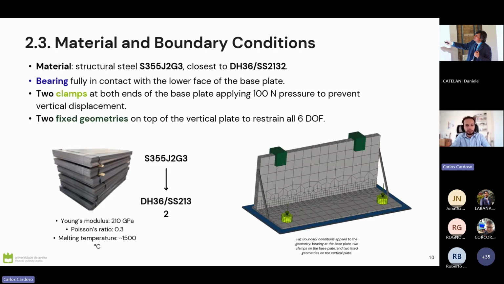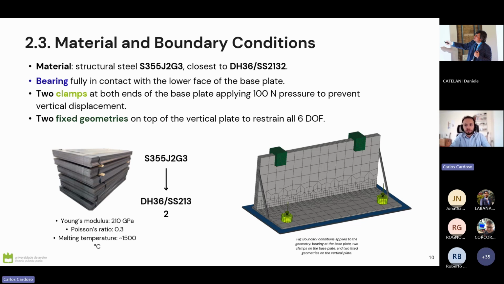For the material, one of the closest options to the DH36 steel available in the Simufact library was selected, since it has similar mechanical and thermal properties, including the melting point, which is about 1500 degrees Celsius, the Poisson's ratio, and the Young's modulus.